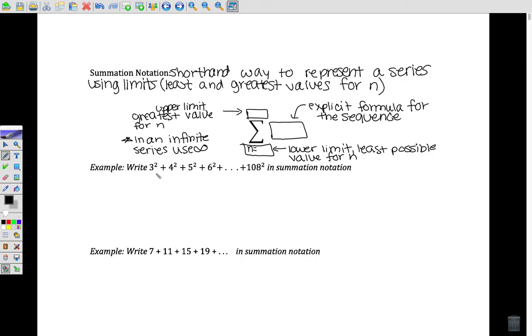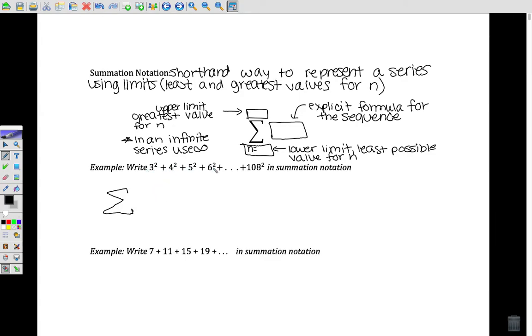For example, we're going to look at this series: 3 squared plus 4 squared plus 5 squared plus 6 squared plus so on until we get to 108 squared. Now, this is not arithmetic, but we can still write it in summation notation. You can write most series in summation notation. It doesn't necessarily need to be arithmetic. So we're going to set up our summation notation. We need to do 3 things. What's the lower limit, what's the upper limit, and what's the formula?